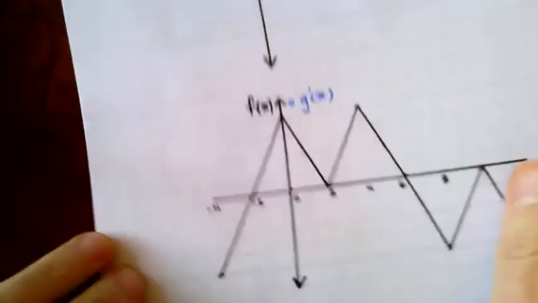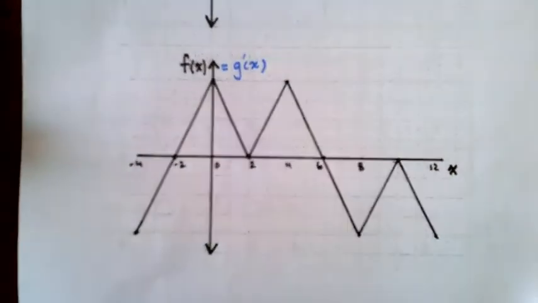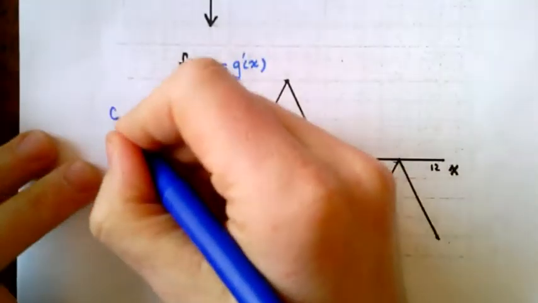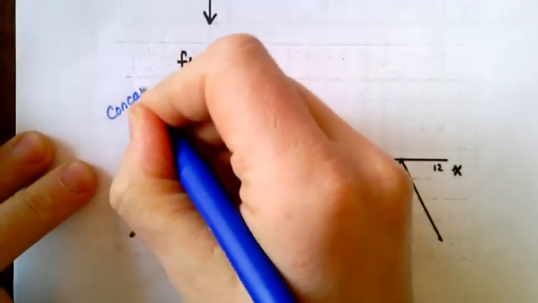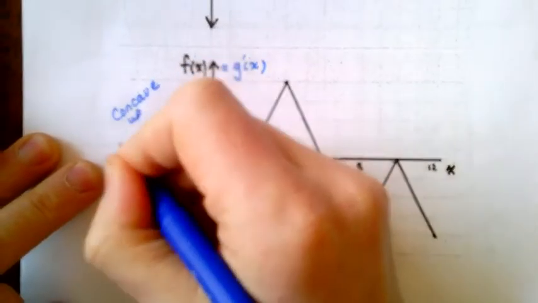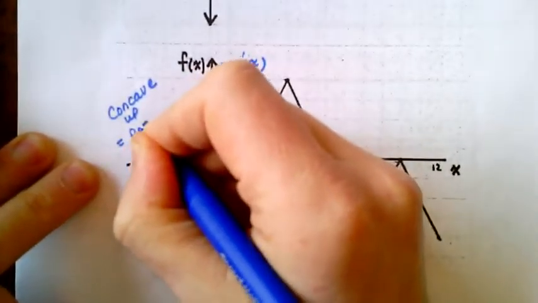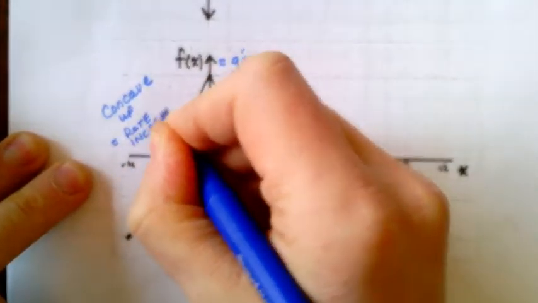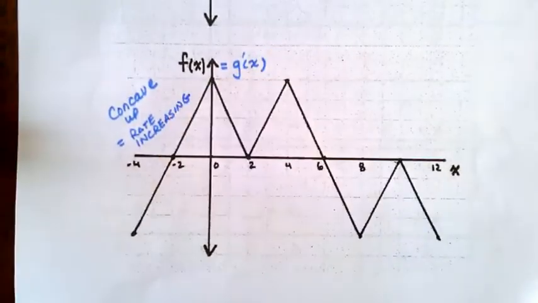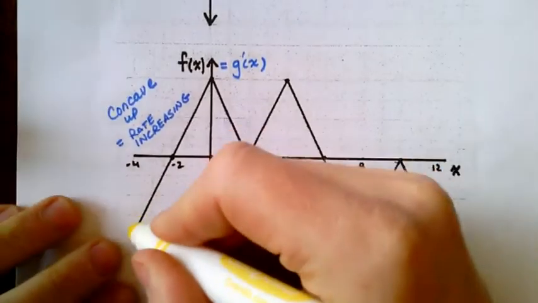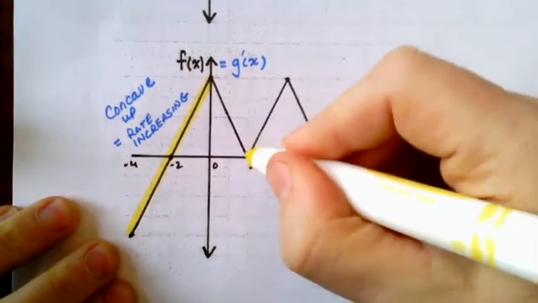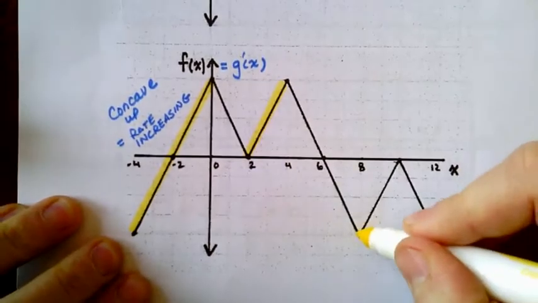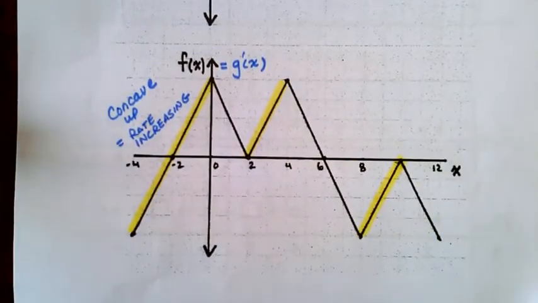So if I asked you, where is g of x, not f, but g of x going to be concave up? What you would say is that concave up equals the rate increasing. So if this is the rate is increasing here and here and here, we would expect on those intervals that the function would be concave up.